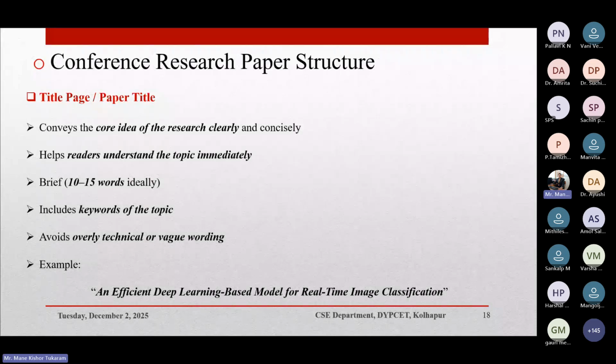Then this title must include the different keywords. Deep learning is a keyword. Then image classification is a keyword. Then real time is a keyword. Again, efficient is a keyword. So the title must reflect the keywords you are using, the contents, and the techniques which we have used inside your paper. On those things we can reflect by using the title.